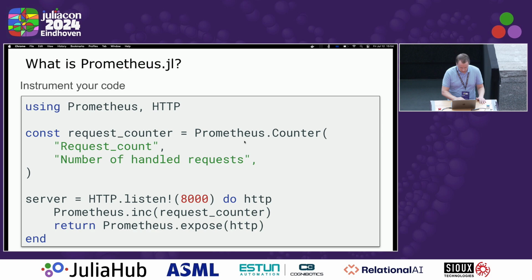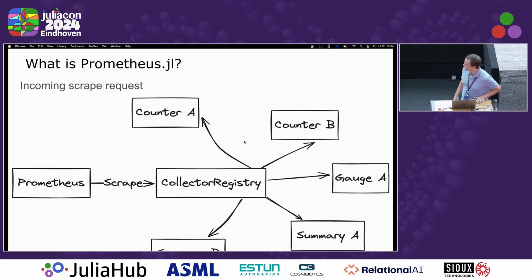This is basically what happens when a scrape request comes in from the left. What you really are scraping is something called the collector registry, where you have added a bunch of these metrics. You can have multiple counters and multiple summaries or whatever.